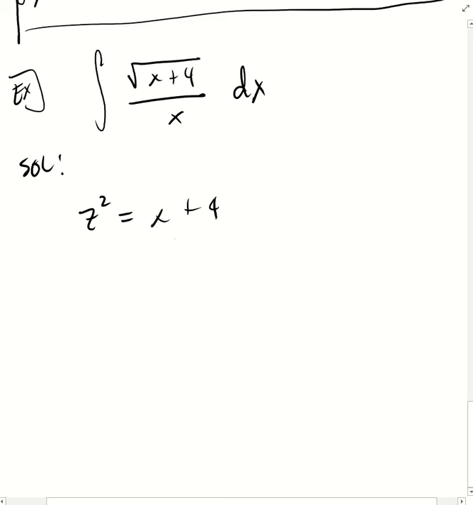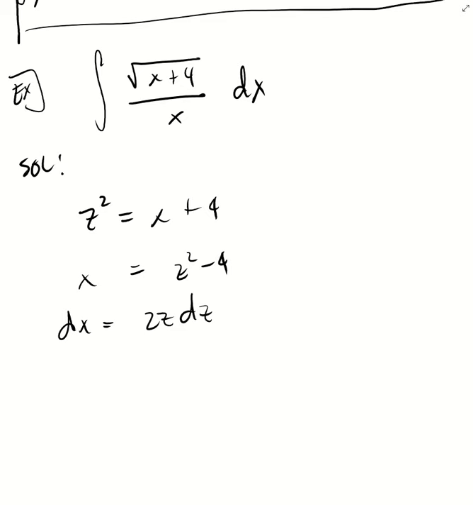And from here, we can solve for x. X will be equal to z squared minus 4. Then dx will be equal to the derivative of z squared, which is 2z dz. Derivative of negative 4 is 0. Then that is 2z dz. What is the square root of x plus 4? From here, square root of x plus 4 will be equal to z, the square root of z squared. Then we can now do the substitution.